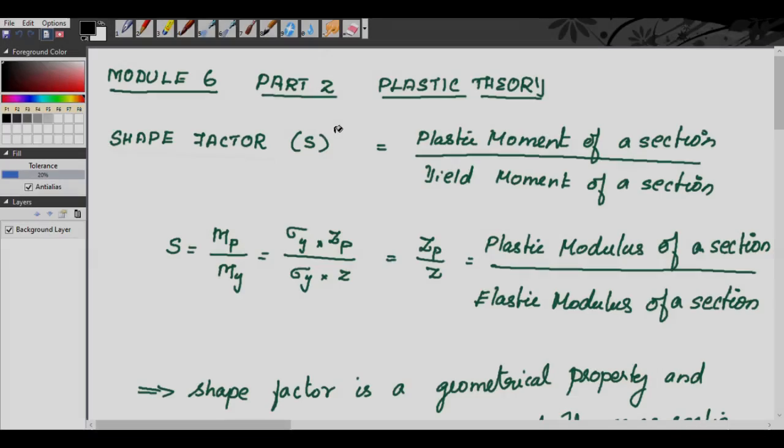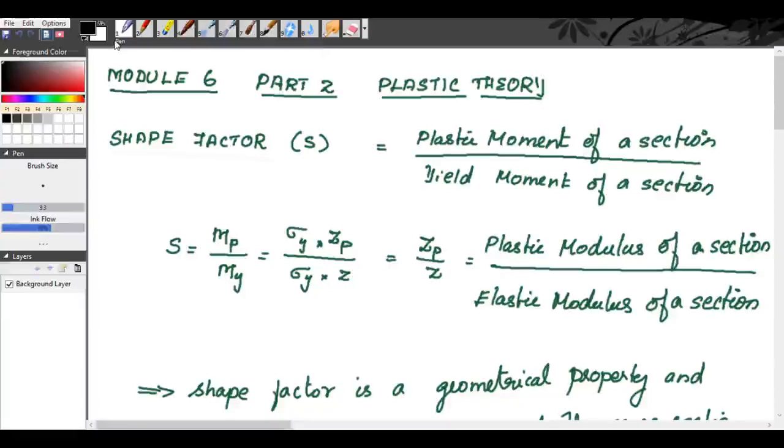Welcome everybody once again. So we are in our second class for module 6. We are studying the plastic theory or plastic analysis of structures. In the last class, we saw the basic terminology of plastic analysis. We saw the stress strain curve for mild steel, the idealized stress strain curve for mild steel, the plastic bending of beams, what is yield moment, what is plastic moment, what is elastic section modulus, and what is plastic section modulus. Then we saw how a section behaves under plastic moment and yield moment.